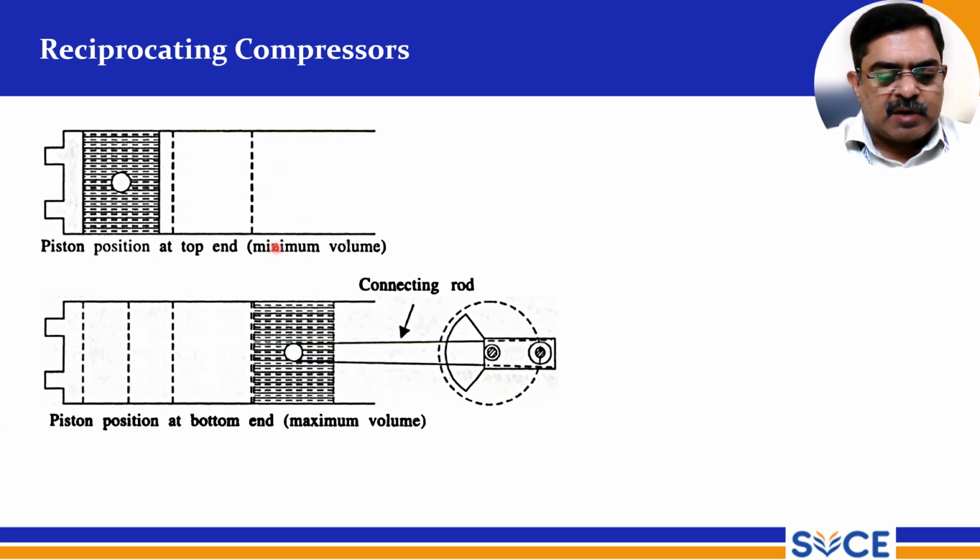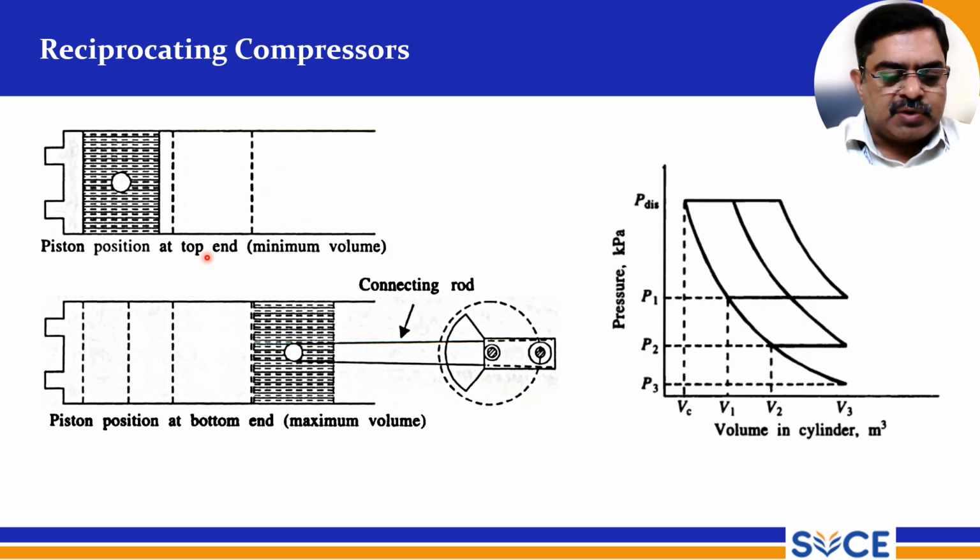And the piston at the top end gives the minimum volume. This is the top dead center, so it is the minimum volume. And the PV diagram you can see here. This is the compression taking place, so the volume is getting compressed, with V1, V2, V3 marked from VC.